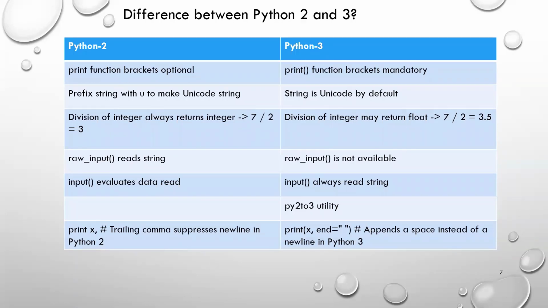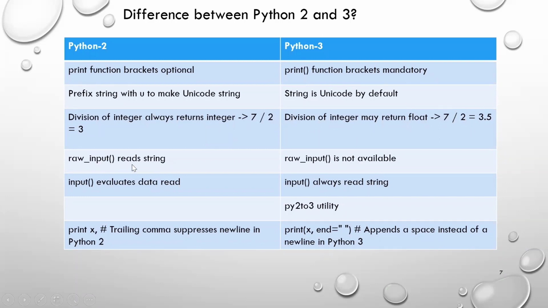And one of the changes is the division of integers, which is always an integer in Python 2. If you divide 7/2, the output will be 3 in Python 2, but in Python 3, it automatically gives you 3.5. But in parallel, there is an option in Python 3. If you want to achieve the same result as Python 2, you have to do 7//2, then you will get 3.